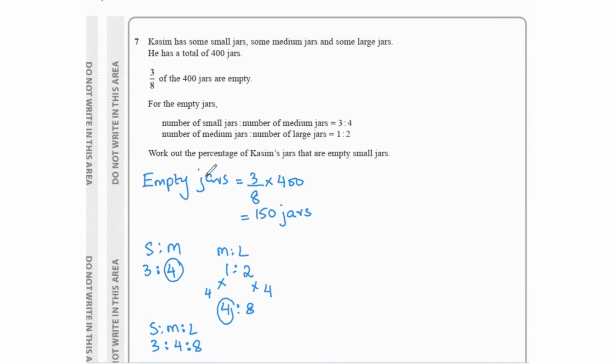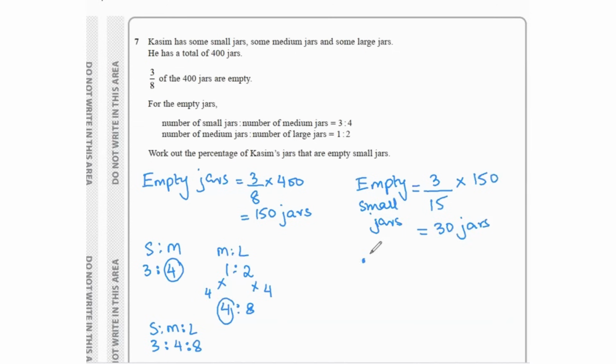Now, work out the percentage of Qasim's jars that are empty small jars. So empty small jars are going to be 3/15, because we add 3, 4, and 8, times 150, which is the total number of empty jars. That gives us 30 jars.